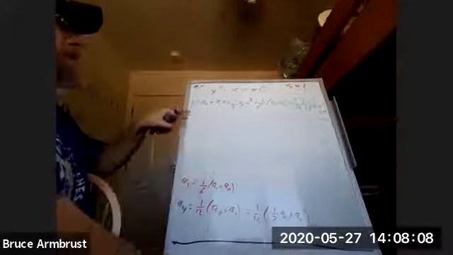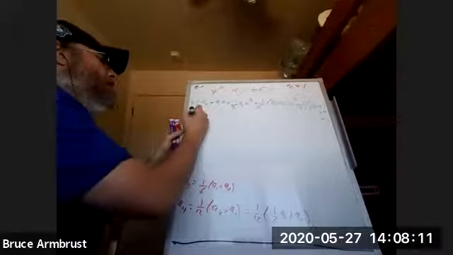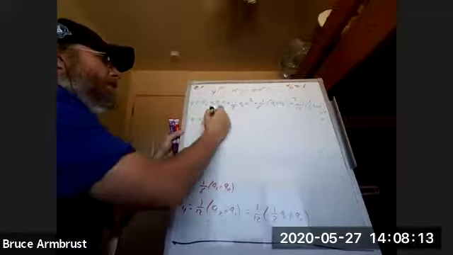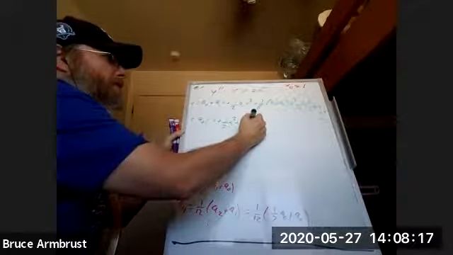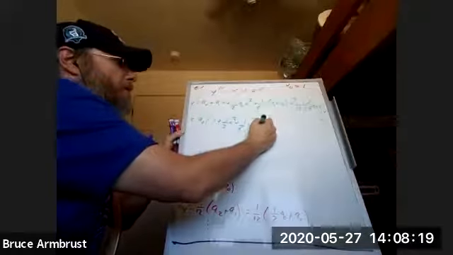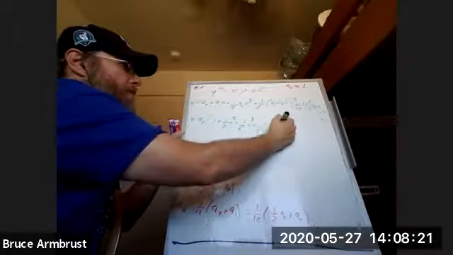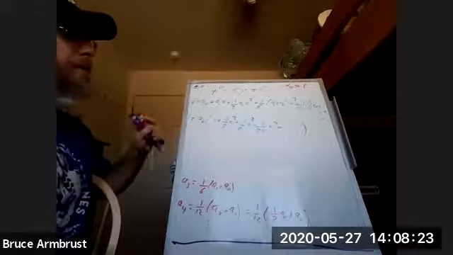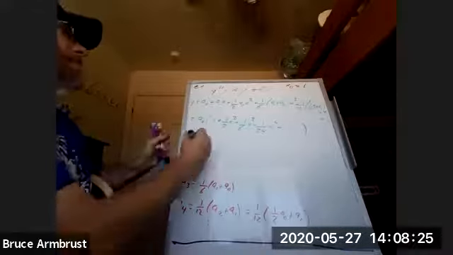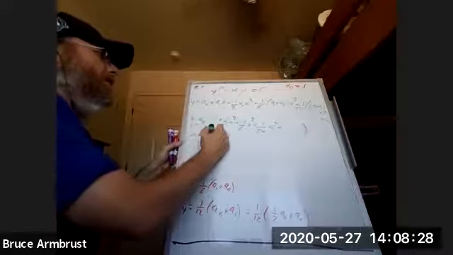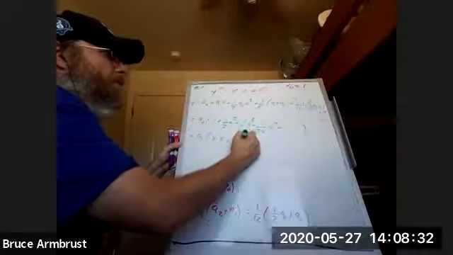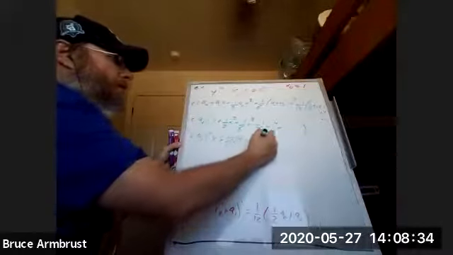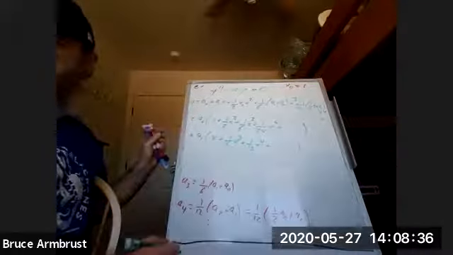And now let's pull it apart. So we're going to get a naught times 1 plus 1/2 x squared plus 1/6 x cubed plus 1/24 x to the 4th plus dot, dot, dot. And then plus a1 times x plus 1/6 x cubed plus 1/12 x to the 4th plus dot, dot, dot.